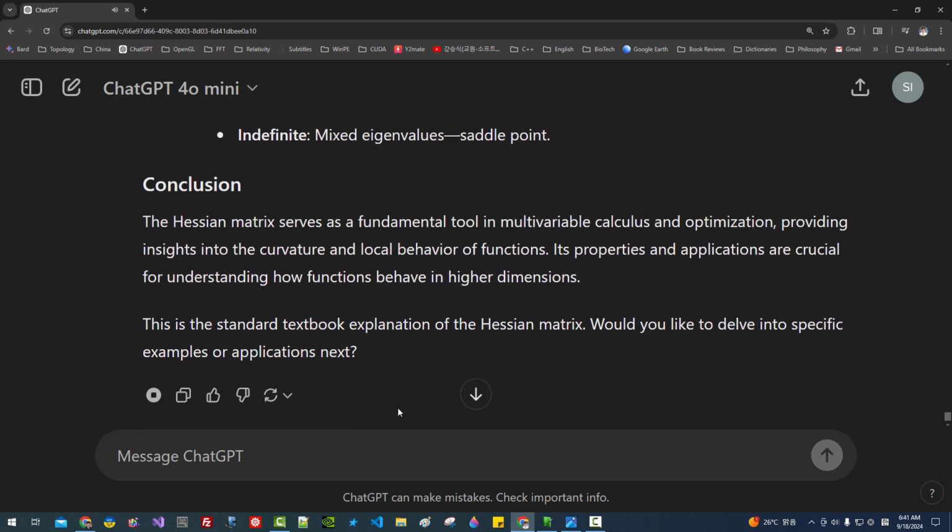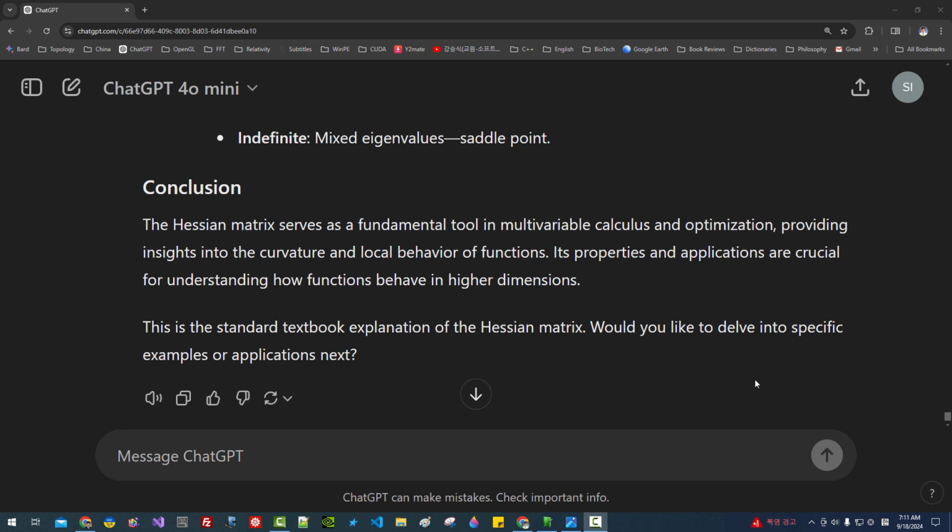Conclusion. The Hessian matrix serves as a fundamental tool in multivariable calculus and optimization, providing insights into the curvature and local behavior of functions. Its properties and applications are crucial for understanding how functions behave in higher dimensions. This is the standard textbook explanation of the Hessian matrix. Would you like to delve into specific examples or applications next?